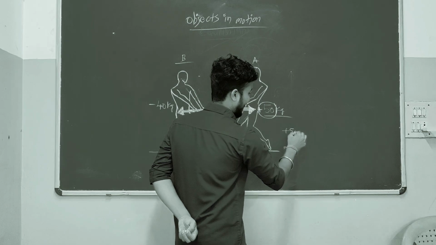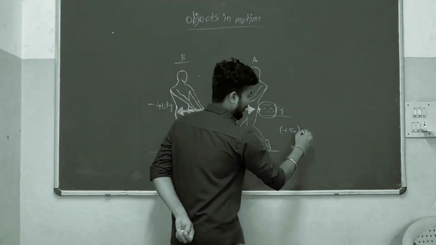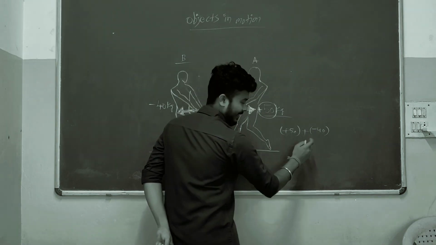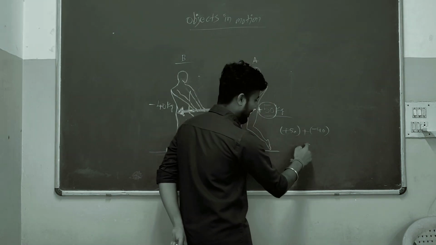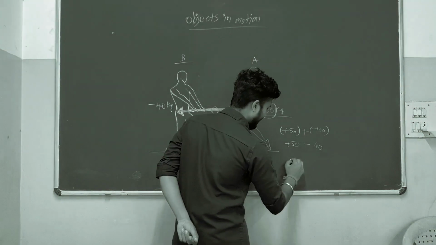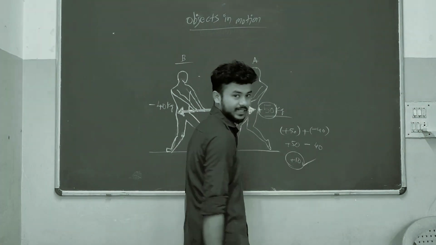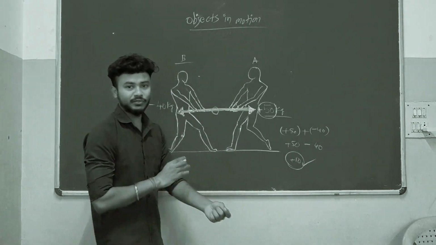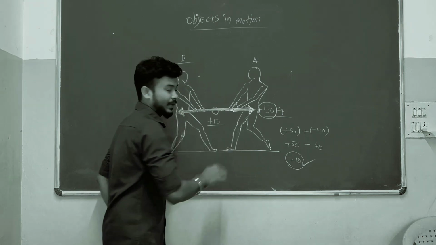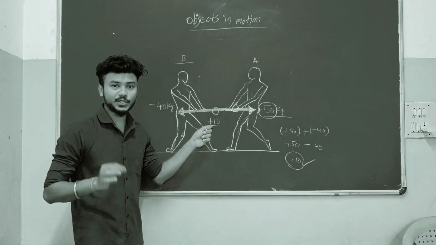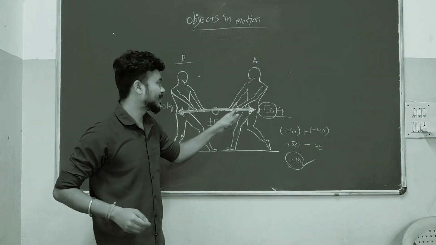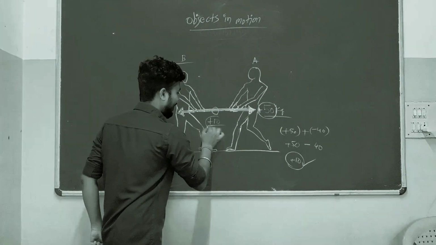Person A force means plus 50, plus person B minus 40. Now we add plus and minus: 50 and 40, minus 40 plus 50 gives plus 10. This is the result, plus 10. So the force acting on the rope is plus 10, which means it has to move either upward or to the right side. Here plus 10, he is pulling on his side, the right side, so the plus force is there.